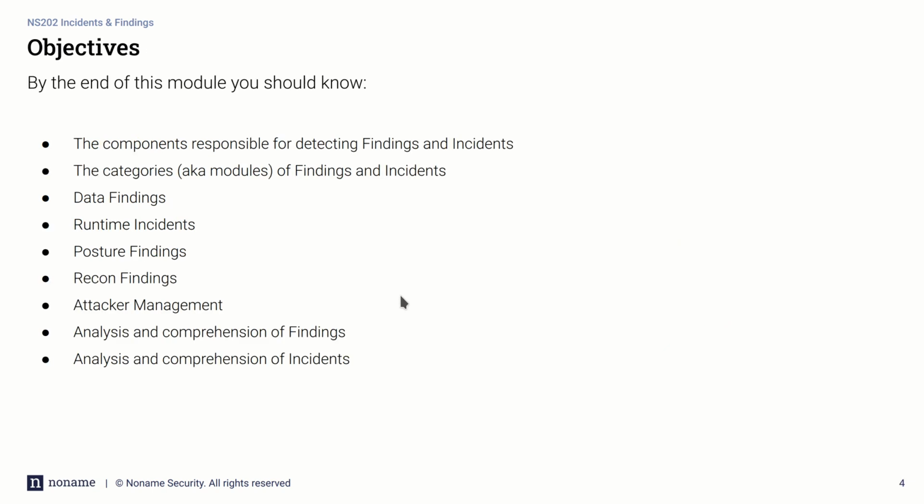What are the main objectives of this class? We start by explaining the components responsible for detecting findings and incidents. The main reason for this is primarily we're going to be speaking the same language. By we, I mean people who are seasoned no-name platform operators and those of us who are newbies, new users. And speaking the same language is important, okay.